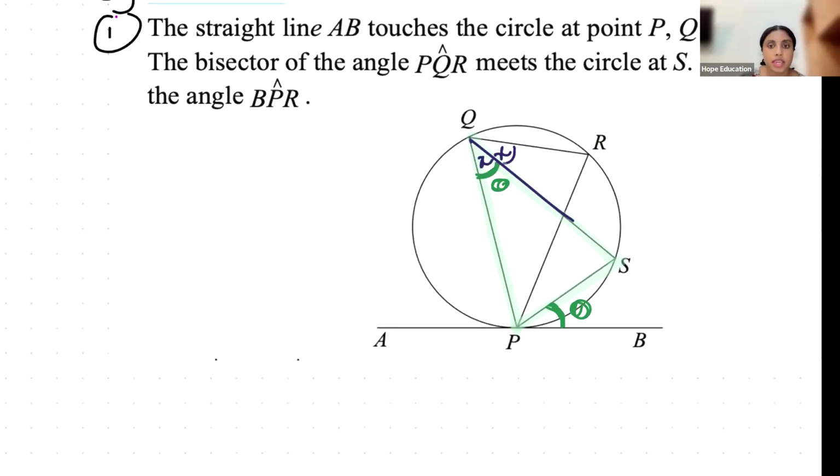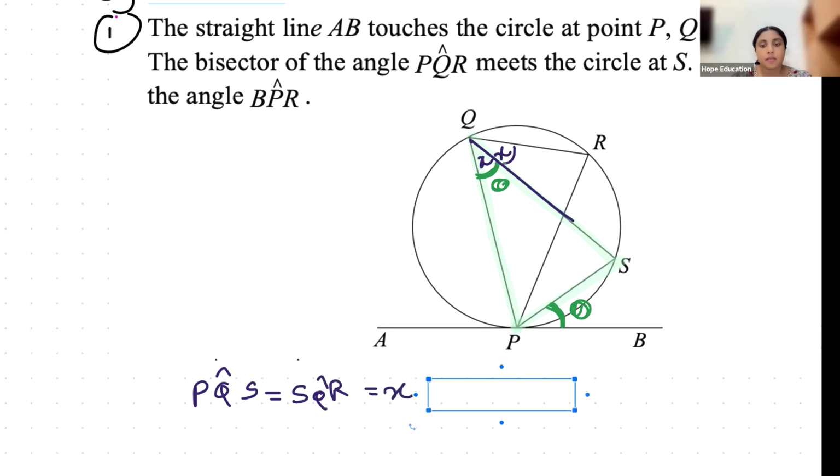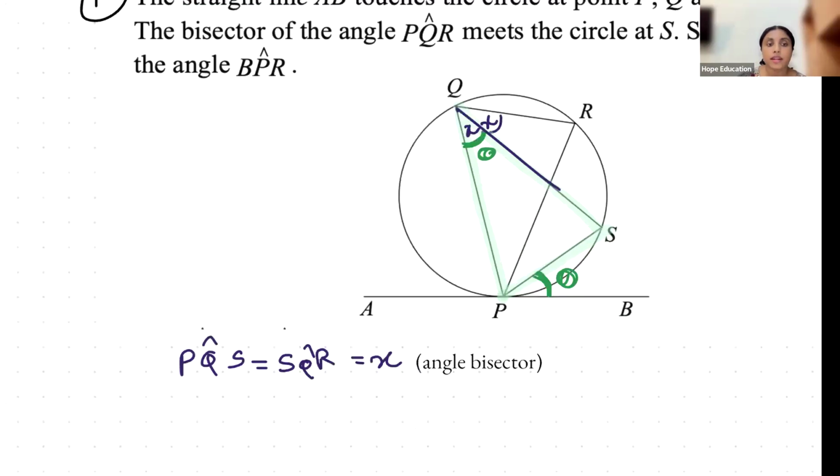So PQS equals SQR, I put one x. Reason, I'm writing angle bisector. Now what I just said, the angle like equal to the angle in the alternate segment. So I will write that as well.